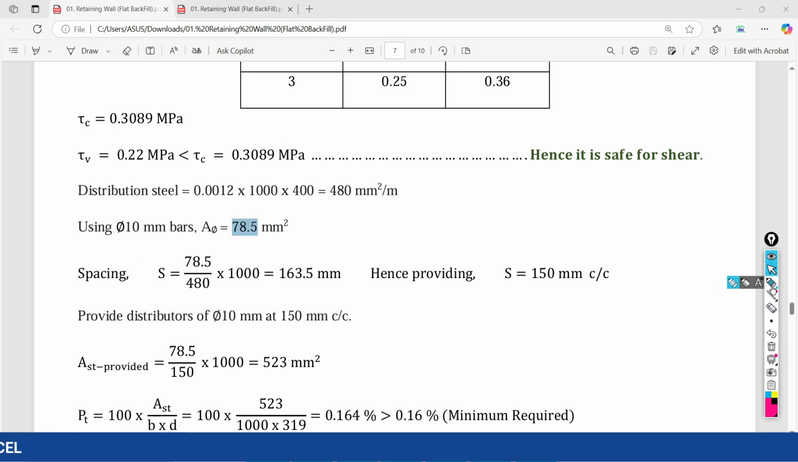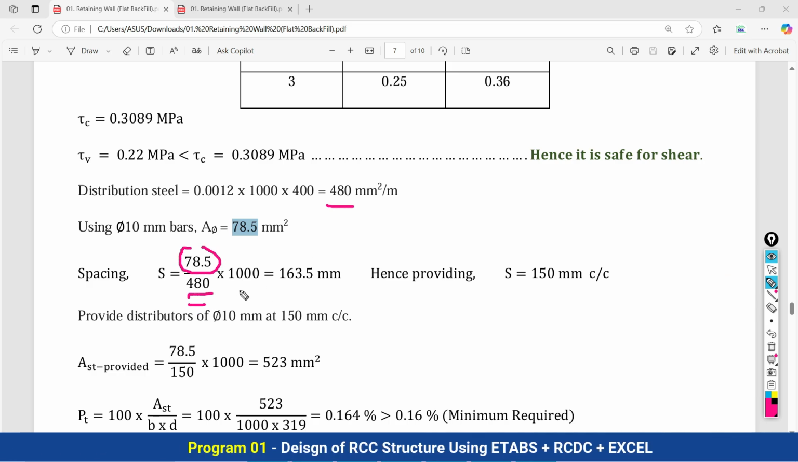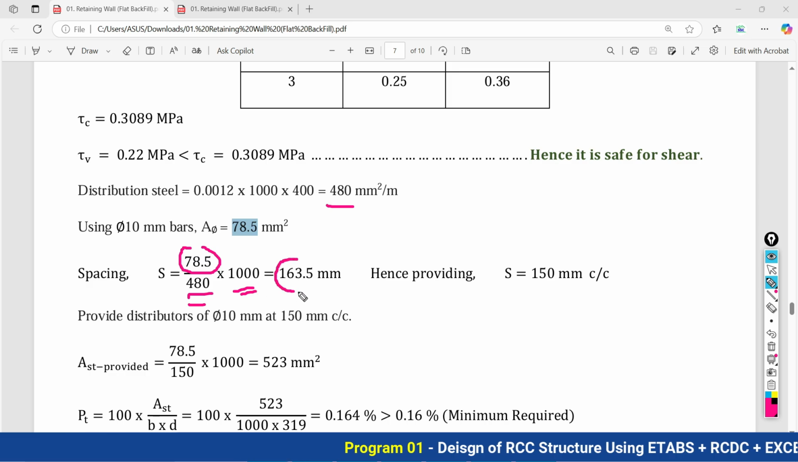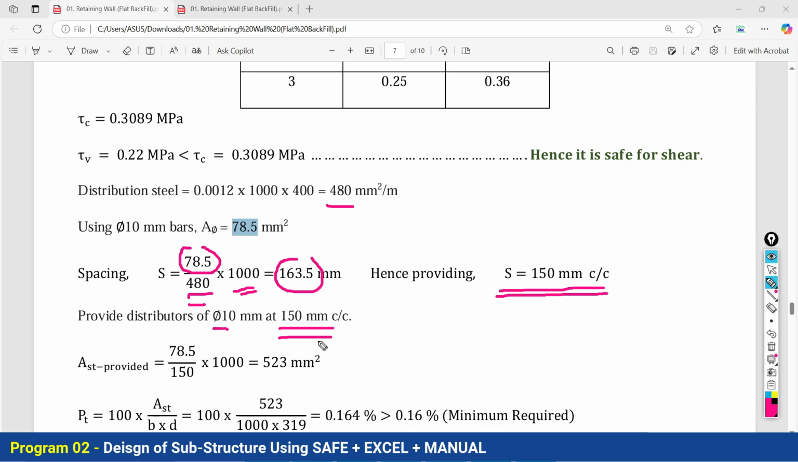Now what spacing is required? So spacing will be equal to 78.5 unit area divided by total area 480 over a 1 meter span. 163.5 mm spacing is required to provide. Hence we are going to provide the spacing as 150 mm center to center. Finally distribution reinforcement, we are going to provide 10 mm dia at a spacing of 150 mm center to center.